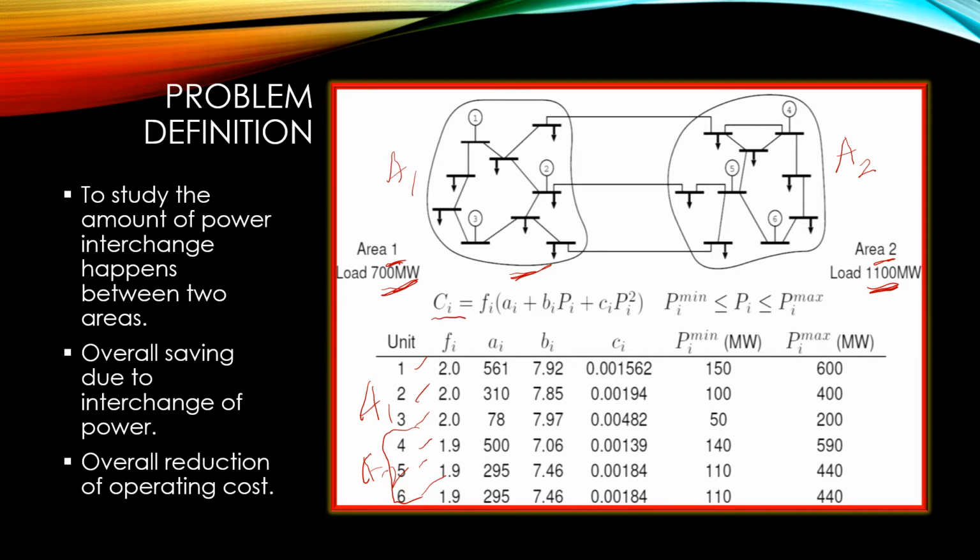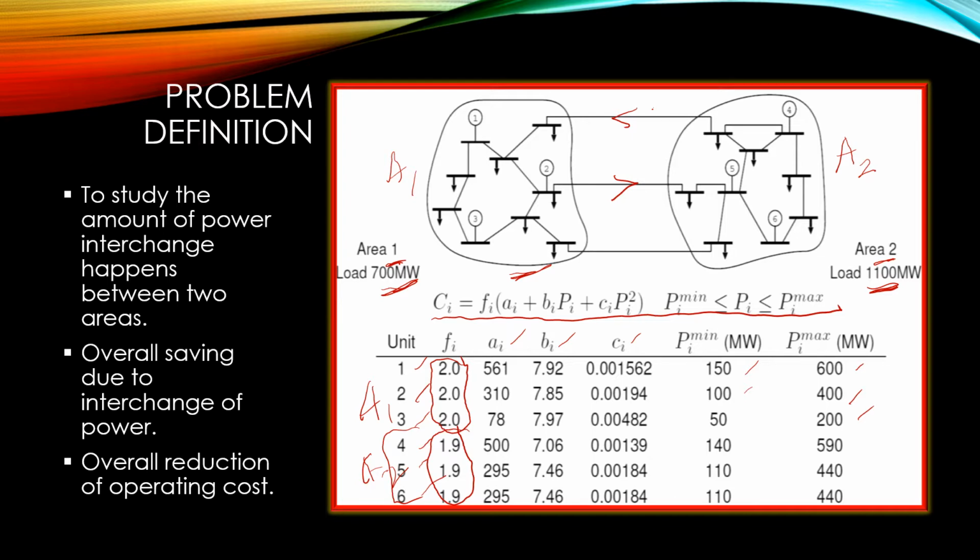Here, this is the cost equation of our generators. Fi is the fuel cost of each generator. Here in area 2, the fuel cost is 2, and in area 1, the fuel cost is 1.9, and the various parameters ai, bi, ci that we need for the cost equation are given here, and the minimum power and maximum power that can be generated is also mentioned for each unit. And in this problem, we are going to study the amount of power interchange that happens between the areas.